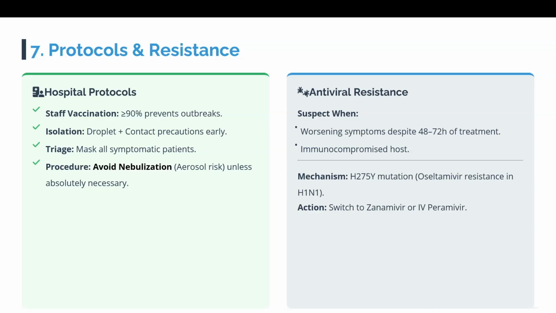Antiviral resistance should be suspected when there are worsening symptoms despite 40 to 72 hours of treatment, and in an immunocompromised host. There will be oseltamivir resistance in H1N1 because of the H275Y mutation. In this case, switch to zanamivir or peramivir.